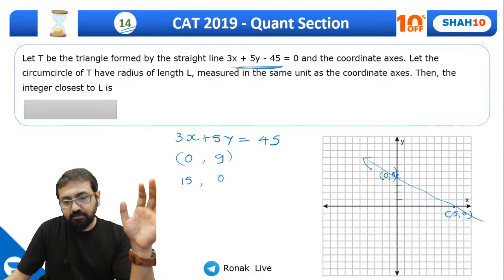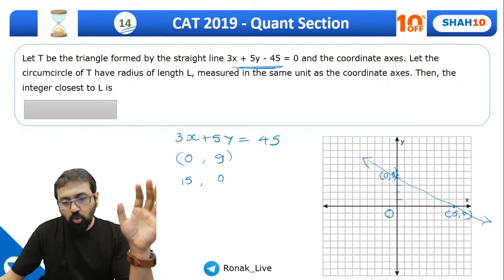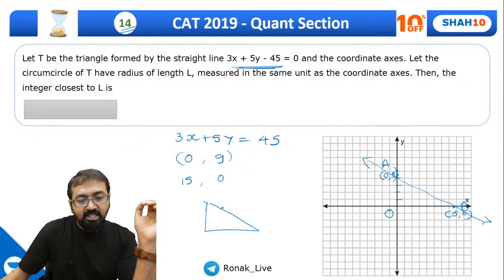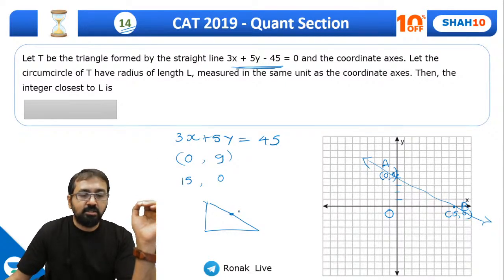A line like this. So this is O. Let's take this as A and this as B. So of course OAB is a right angle triangle. Now you must remember this thing, that in a right angle triangle, the circumcenter is always the midpoint of the hypotenuse. So this midpoint will be the circumcenter.